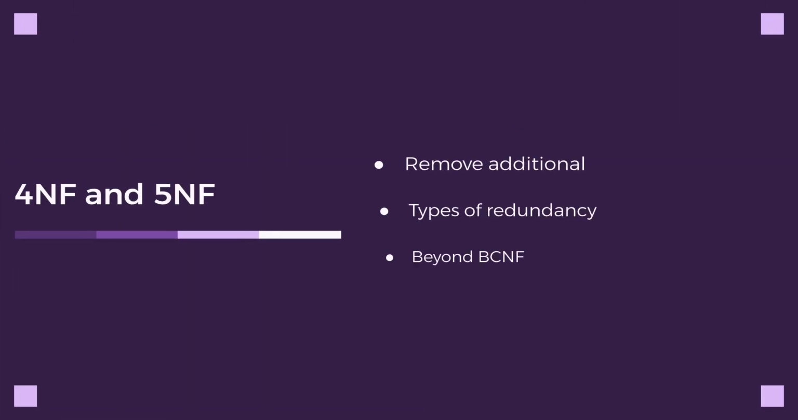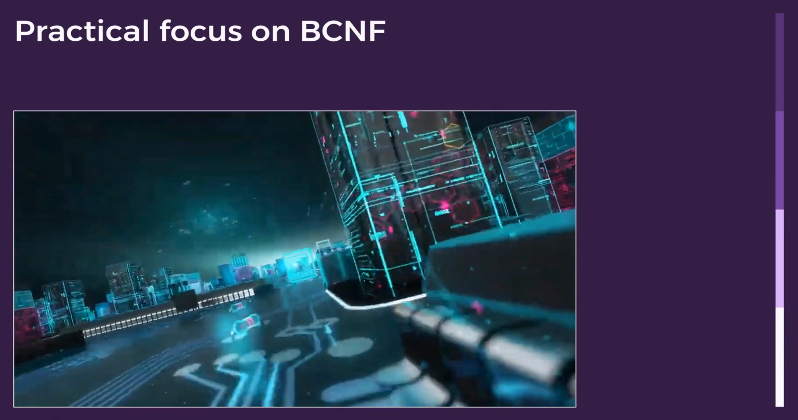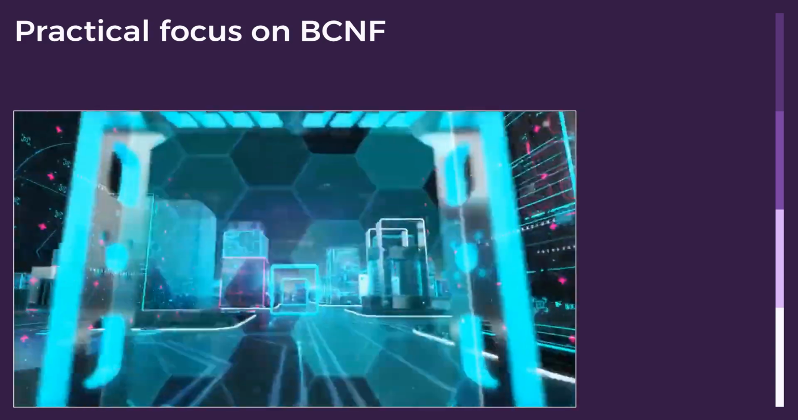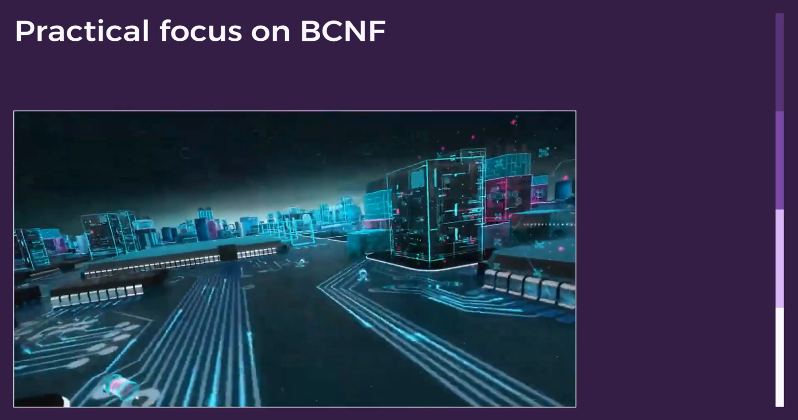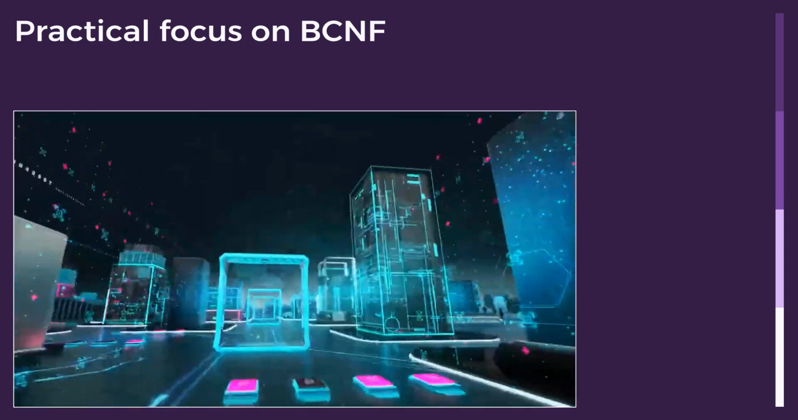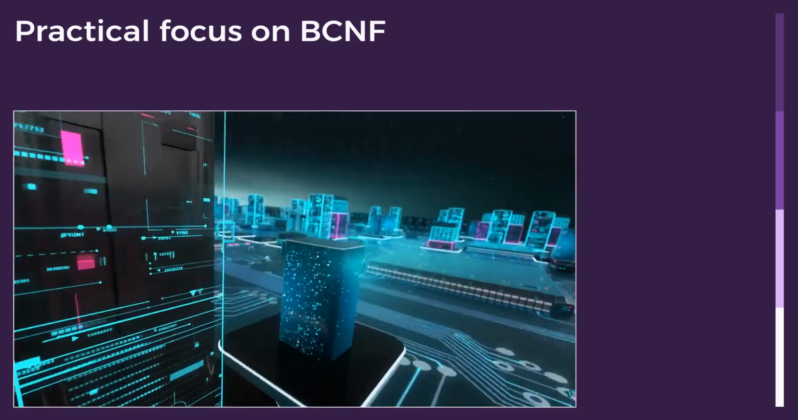While BCNF is the gold standard, there are higher normal forms, fourth and fifth normal form. Fourth normal form, 4NF, and fifth normal form, 5NF, exist to remove additional, more complex types of redundancy, such as multi-value dependencies. However, these more complex redundancies are quite uncommon in real-world scenarios, which is why the practical focus for most database design remains firmly on achieving BCNF.